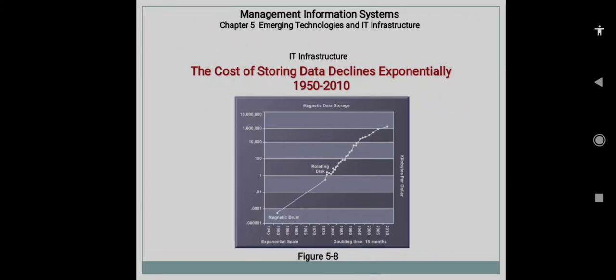The figure displays the number of kilobytes of data that can be stored with $1. The y-axis is greatly compressed to display the doubling effect. Since the first magnetic storage device was used in 1955, the cost of storing a kilobyte of data has fallen exponentially, doubling the amount of digital storage for each dollar expended every 15 months on average.